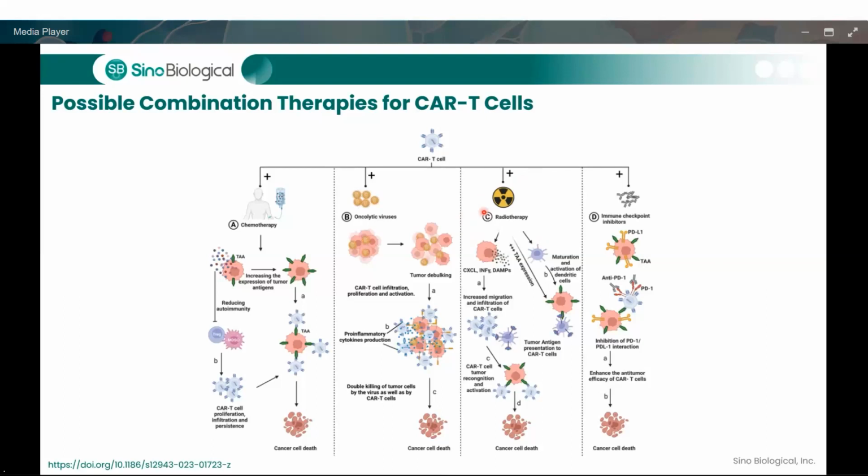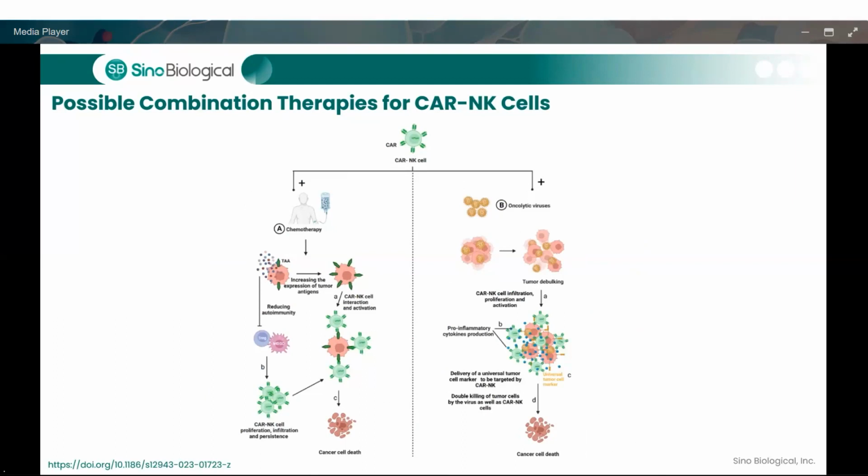Radiotherapy induces chemokines, interferon gamma, and DAMPs released by the tumor cells, leading to increased migration and infiltration of the CAR T cells. Eventually, inhibitors of the immune checkpoint targeting the interaction between PD-L1 and PD-1 alleviate the inhibition of the CAR T cells. This effect enhances the CAR T cell activity and consequently promotes cancer cell death.